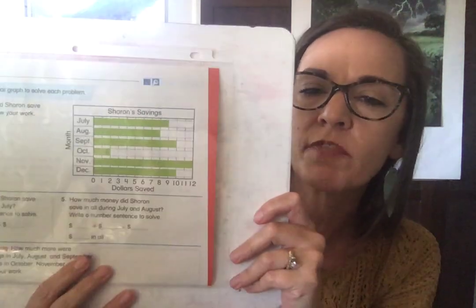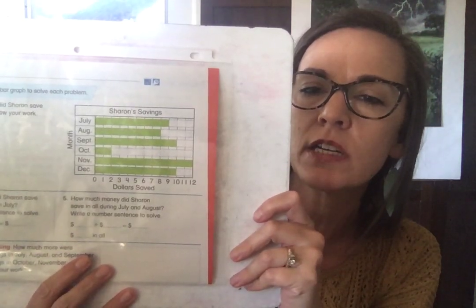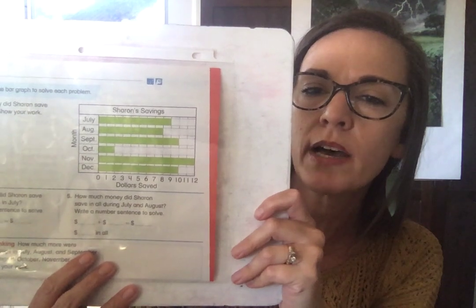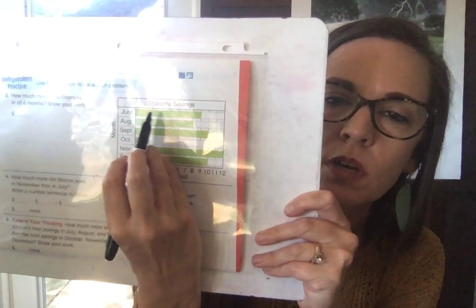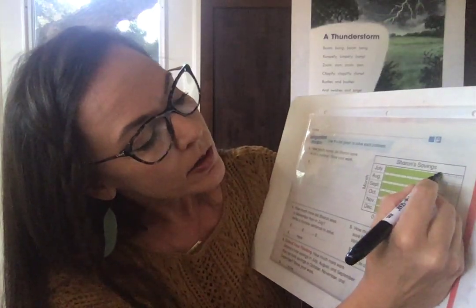Look at your book and find out how many dollars did she save in July. Well, this is another bar graph, but this is what we call a horizontal bar graph because it's going side to side. And I can see, I like to mark that little end, kind of draw my line down. Okay, I see that she saved $9 in July.